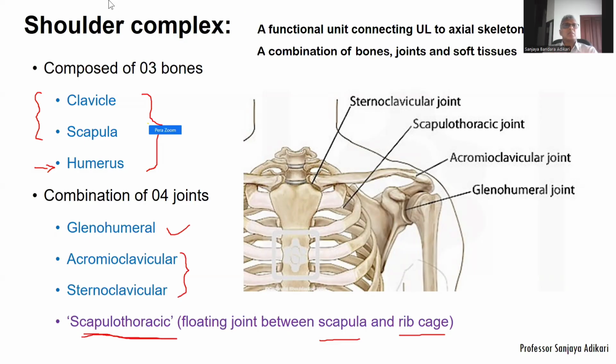So this shoulder complex is considered a functional unit connecting the upper limb to the axial skeleton, and it's a combination of bones, joints, and also soft tissues. Not only bones and joints, the muscles and ligaments also play a part. So remember this concept.